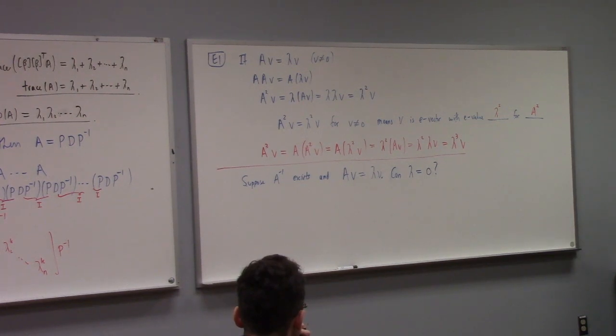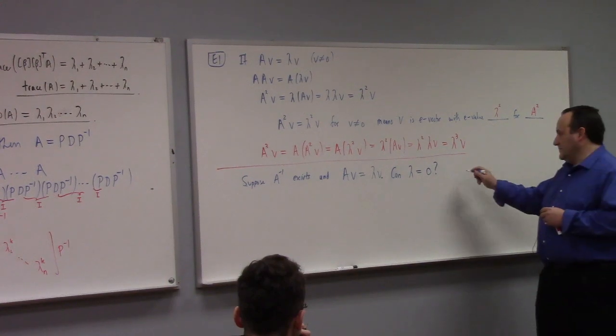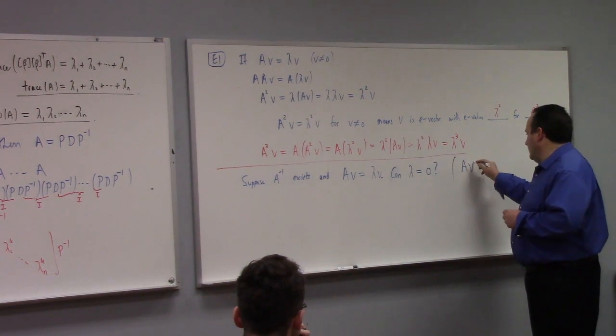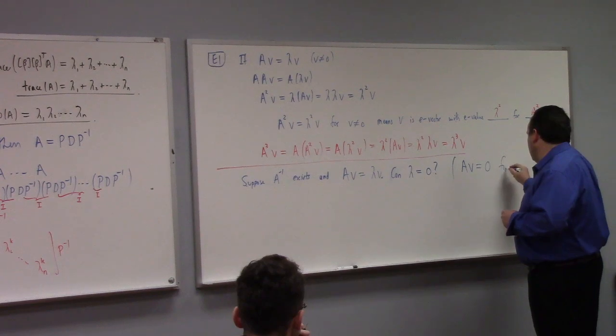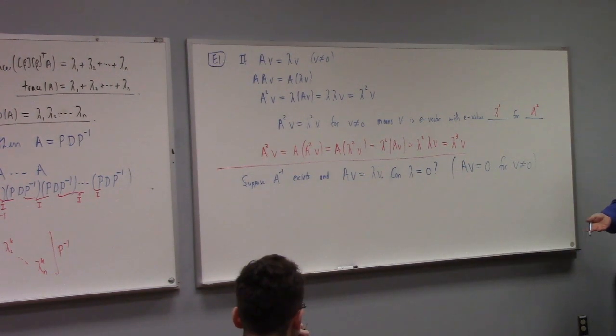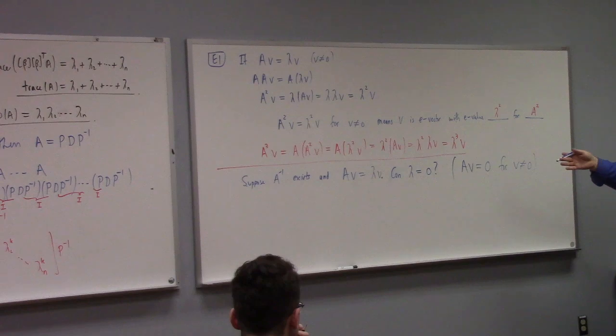For zero to be an eigenvalue, what would that mean? That would mean that A times V is equal to zero for V not equal to zero. Remember our list of equivalent conditions for invertibility of a matrix? One of those conditions was that the homogeneous equation only has the zero solution. But to say that zero is an eigenvalue is to say it has more than one solution. It has at least the zero solution and the non-zero solution V. So no, it's impossible.